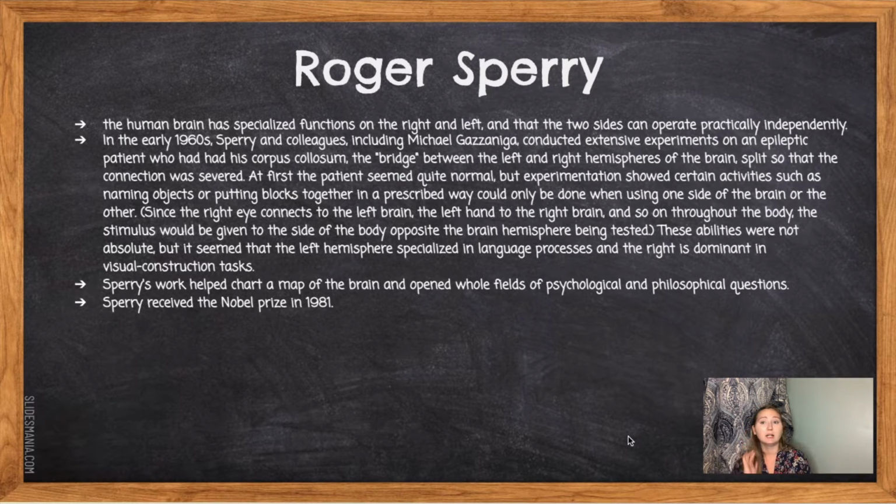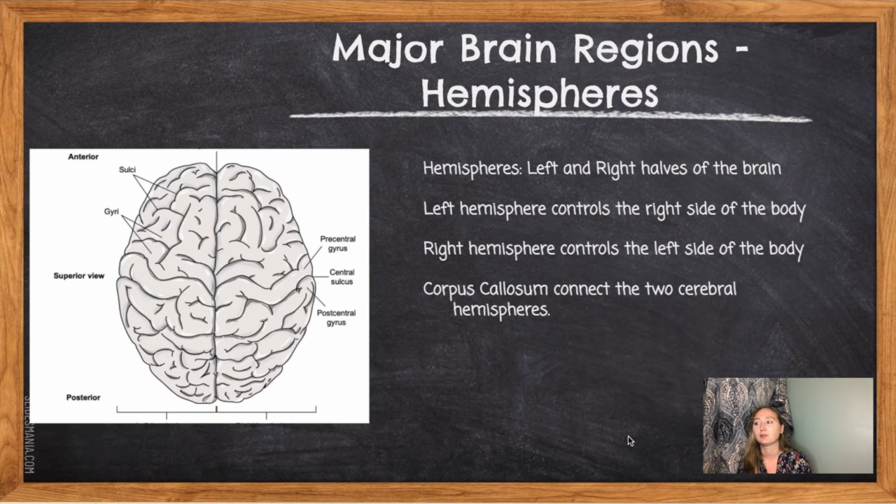Sperry's work eventually helped chart a map of the brain and opened whole fields of brain study, right? And then he received the Nobel Prize in 1981. All right, so Roger Sperry's work, the major brain regions, the hemispheres, right? So they're the left and right halves of the brain. The left hemisphere controls the right side of the body. The right hemisphere controls the left side of the body, and the corpus callosum connects the two hemispheres.